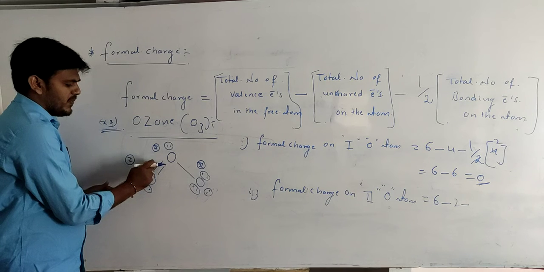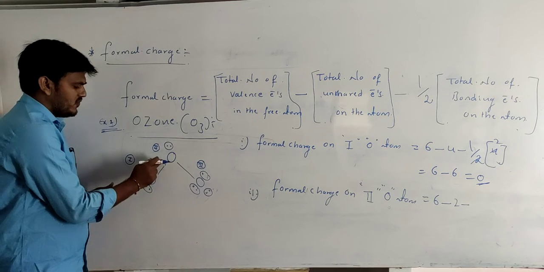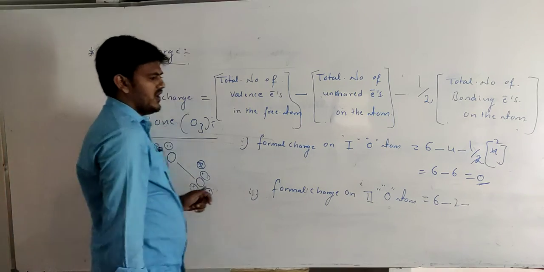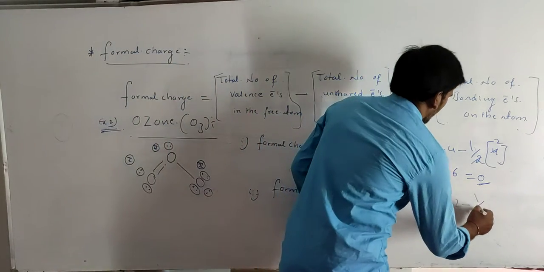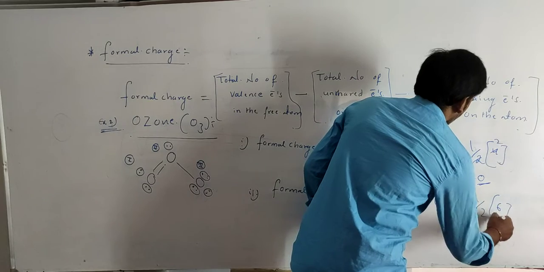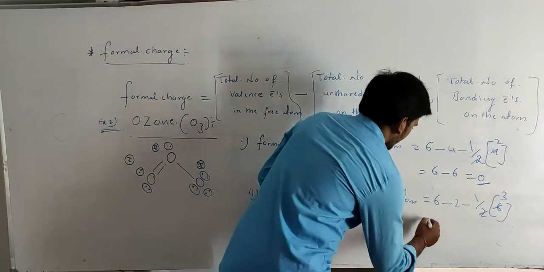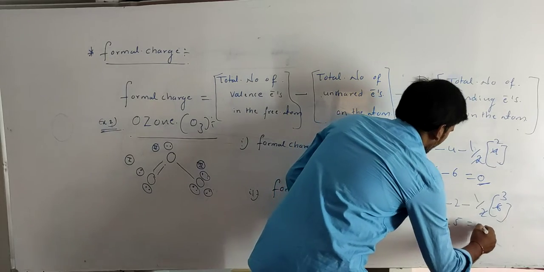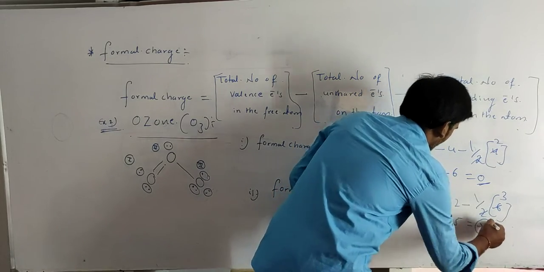So first bond pair, second bond pair, third bond pair. So 1, 2, 3, 4, 5, 6 bonding electrons. So half into 6 bonding electrons. 2 1s are 2, 3 1s are 3. So 6 minus 2 minus 3, so minus 5. So the answer is +1.